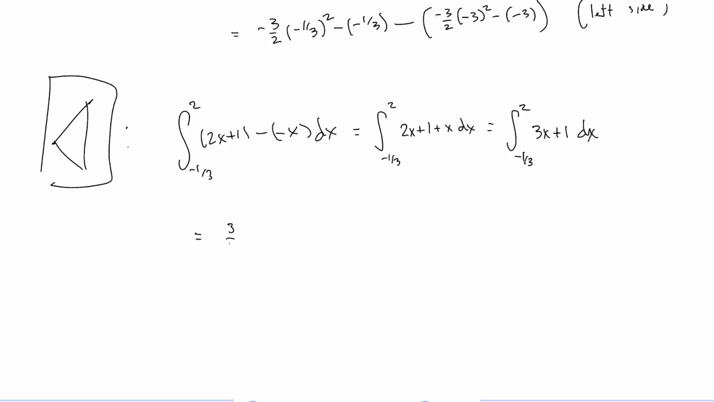So it's now 3/2 x squared plus x, just like she said before, but they're positive instead of negatives. And then we plug in minus 1/3 to 2. So this is 3/2 times 2 squared plus 2, minus 3/2 times minus 1/3 squared plus minus 1/3. There you go.